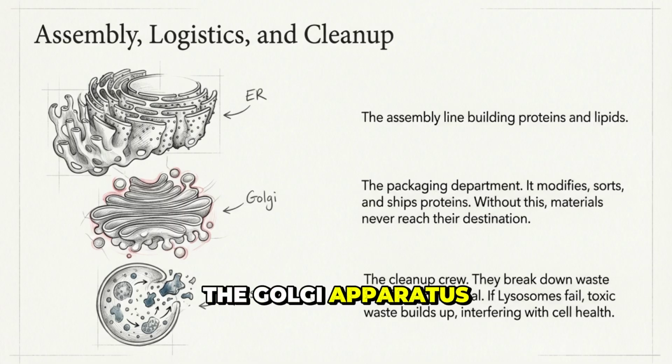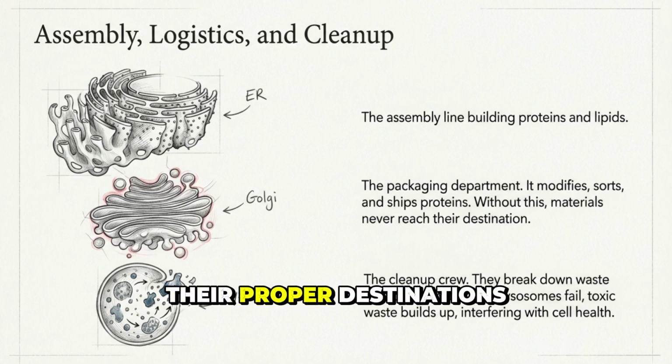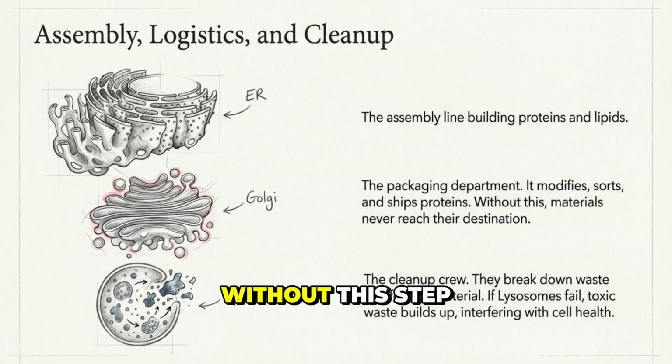The Golgi apparatus is the packaging and shipping department. It modifies proteins, sorts them, and sends them to their proper destinations. Without this step, even properly built proteins can't reach where they're needed.